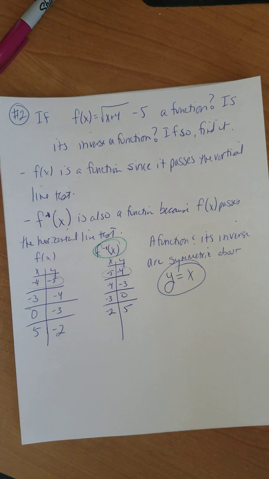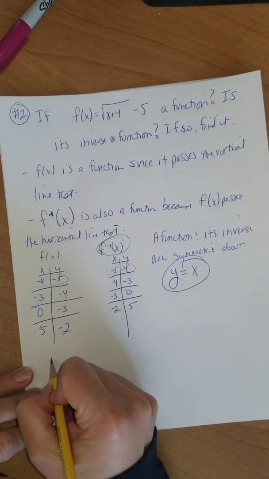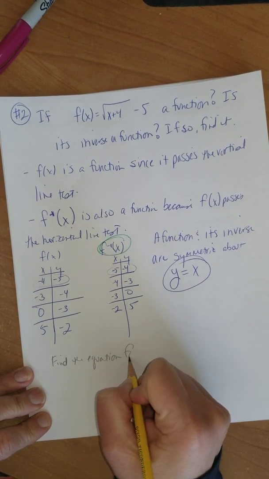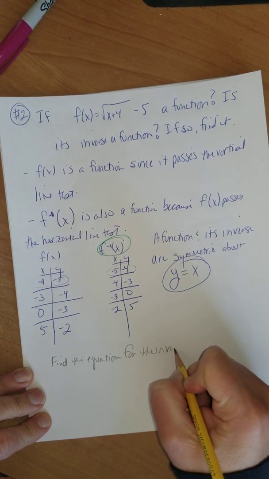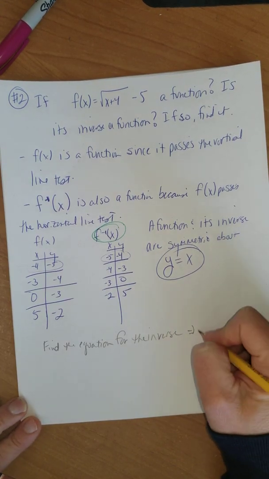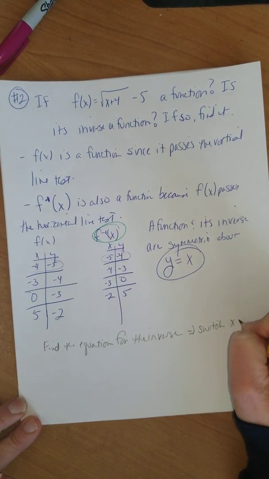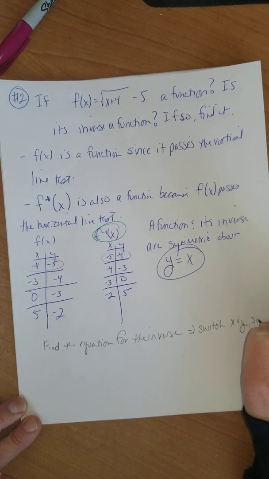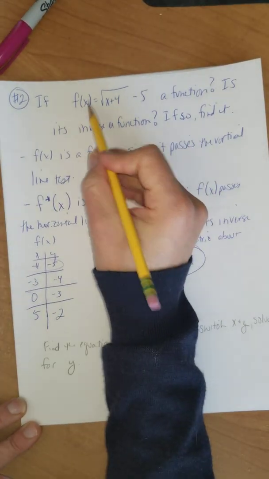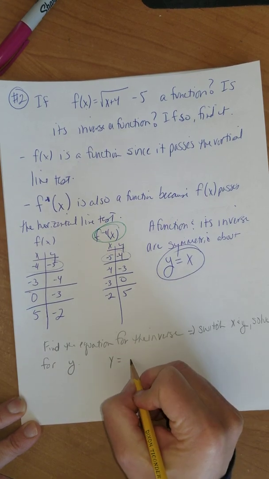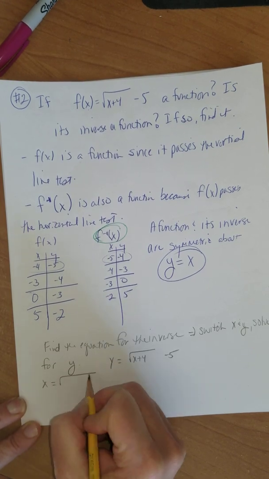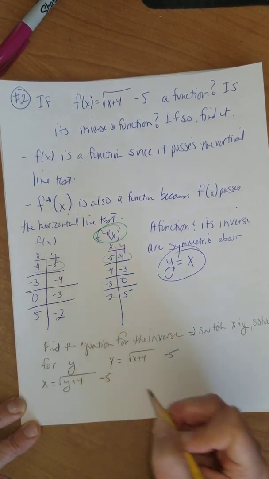Now if I want to find the equation for the inverse, just like I switched the x and y around in the table, I'm going to switch the x and y around, and then you're going to solve for y. All right, so here we go. I'm going to change this f of x to a y because that makes sense. And I have the square root of x plus 4, and that's going to be minus 5. All right, guys, I'm going to flip those around and make it x equals the square root of y plus 4 minus 5. All right, I'm going to add 5.